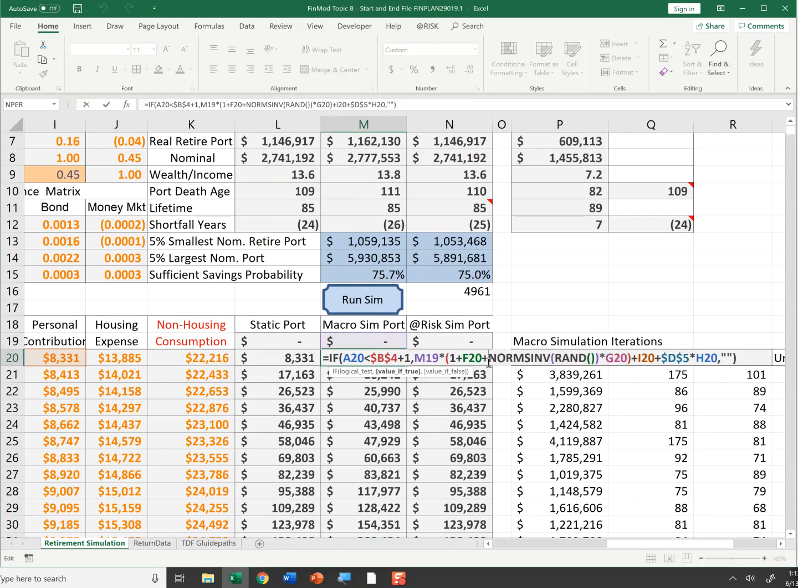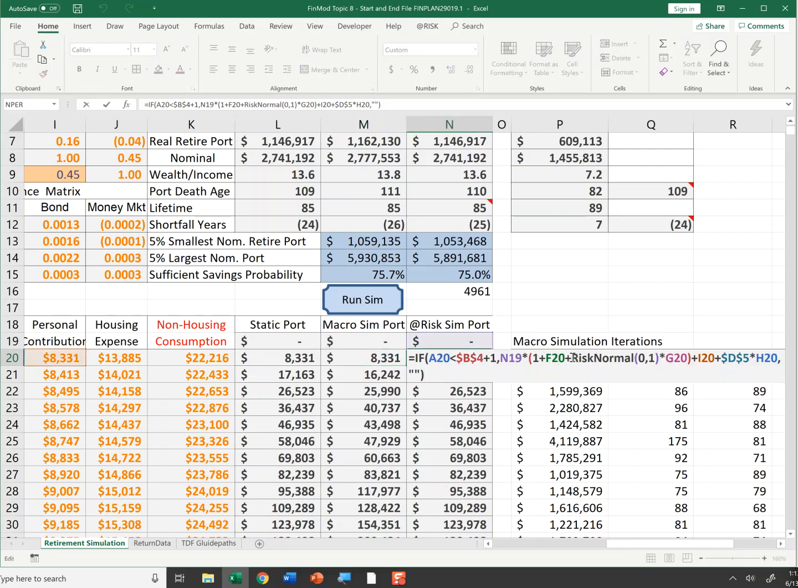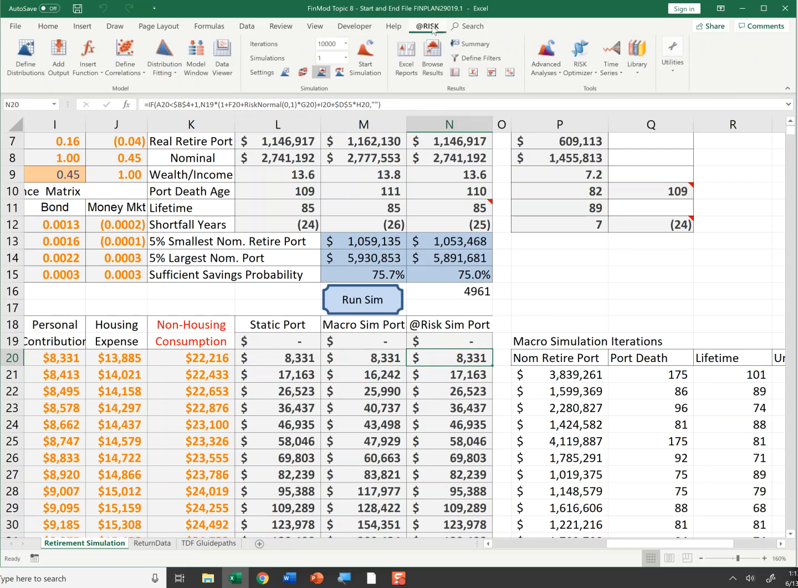I'm just going to replace this NORM.S.INV(RAND()) with RiskNormal(0,1), which is an @Risk statement or code to say this is an area to generate standard random numbers when running a simulation. Now notice I've run @Risk, so I now have the @Risk add-in all loaded. I have these RiskNormal(0,1)s filled in right here. So these take the place of the NORM.S.INV(RAND())s, and then I just specify some outputs.